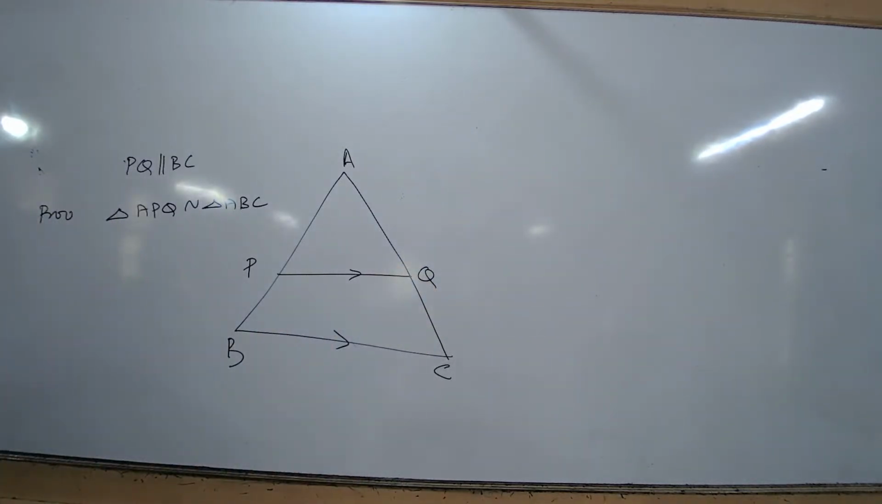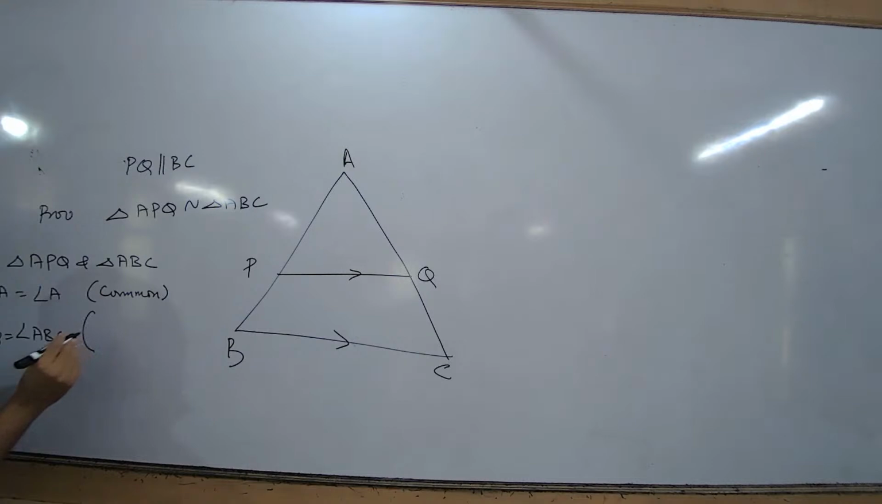Now, how are we going to prove this? I need the following steps. Write down. In triangle APQ and triangle ABC, angle A is equal to angle A, reason: common. Written all of you? Yes, sir. Second one: angle APQ is equal to angle ABC.